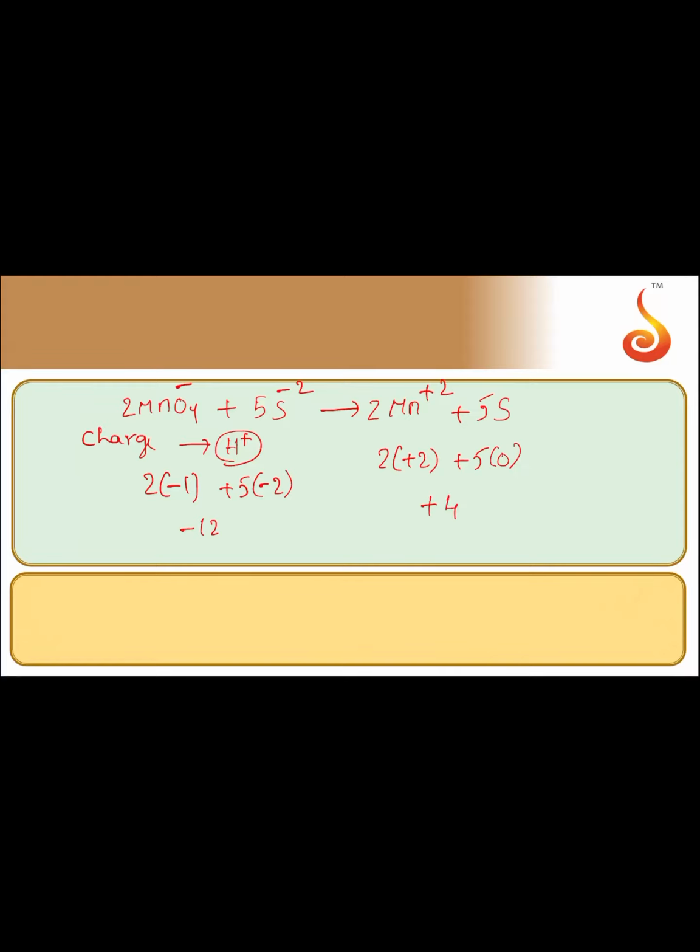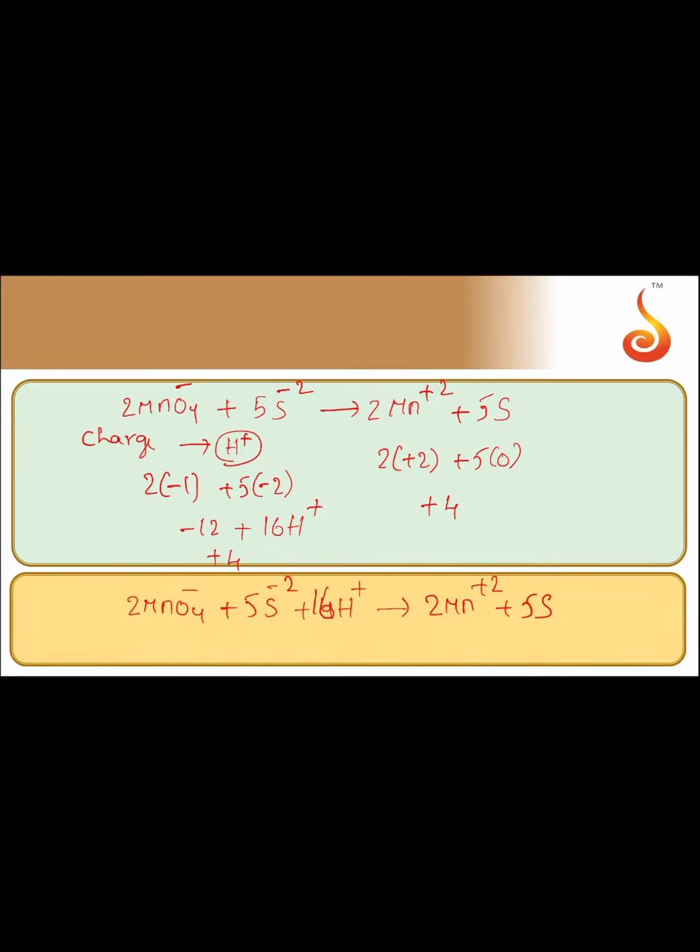To make the charge plus 4 on both sides, if we add 16 H plus ions to this side, we'll get plus 4 here also, because 16 H plus means plus 16, minus 12 means plus 4. That means on the reactant side we should add 16 H plus ions to make the charge equal on both sides. 2MnO4 minus plus 5S minus 2 plus 16H plus gives rise to 2Mn plus 2 plus 5S.